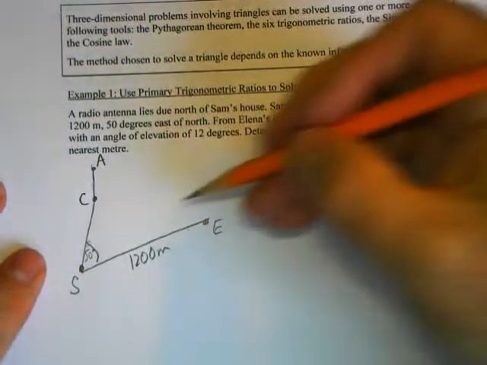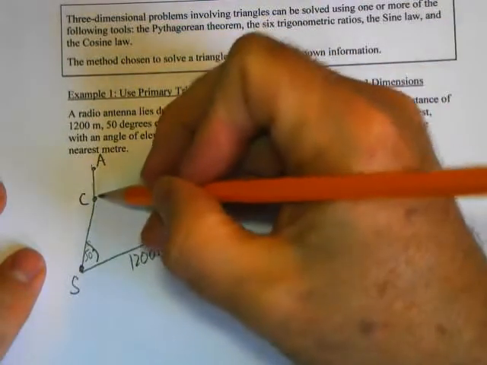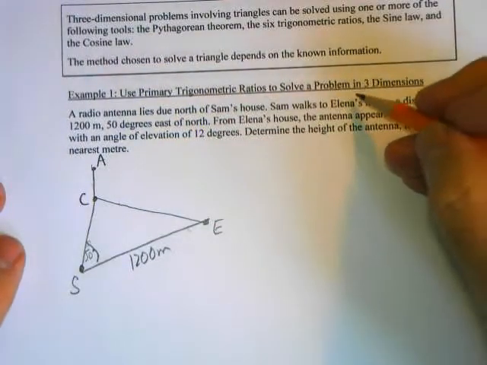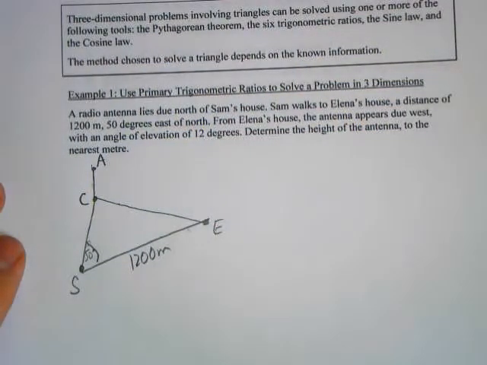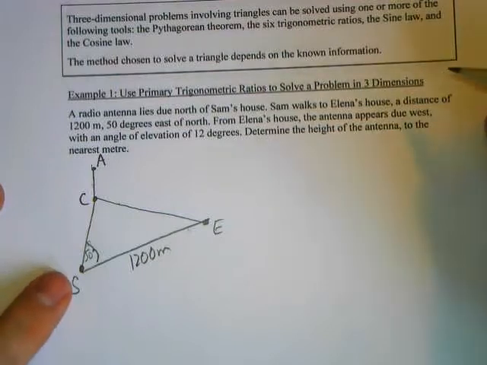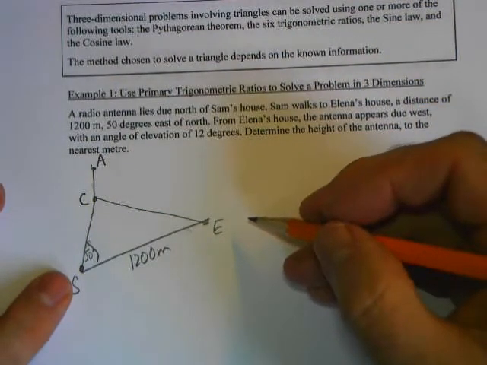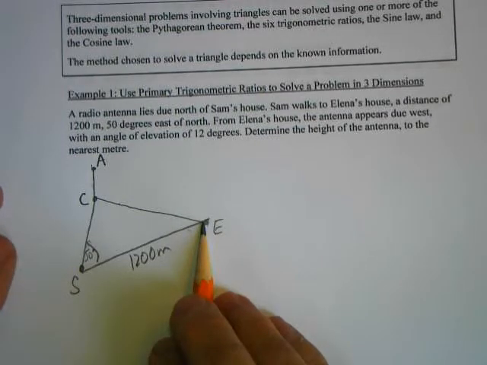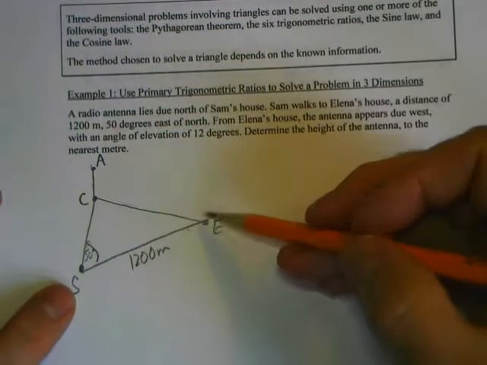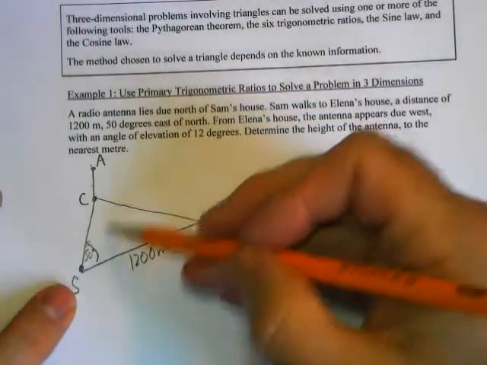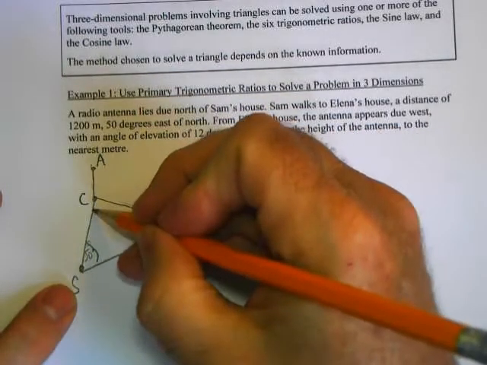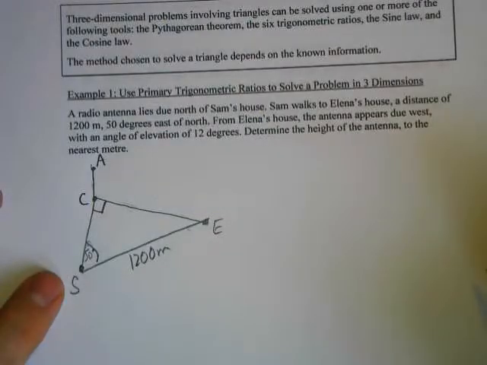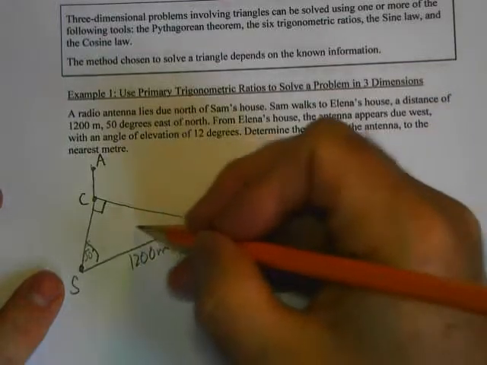Now if we kind of complete this triangle here, which is on the ground, so I'm drawing a straight line from the base of the antenna to Elena's house. And it says from Elena's house, the antenna appears to be due west. Okay, so this is going directly west, this is going directly north, so that makes this a 90-degree angle on the ground. Okay, and I think that's all we know about that.